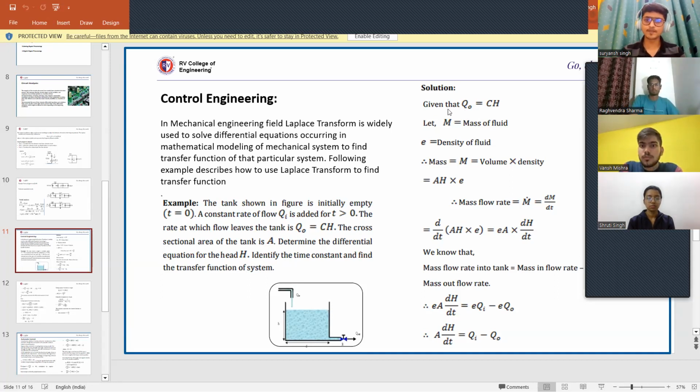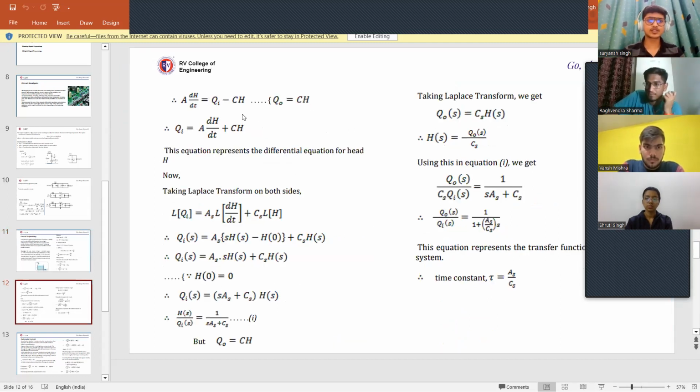So we solve it using the equation given, Q naught is equal to Ch, where m is the mass of the fluid, E is the density of the fluid, and mass is equal to volume into density, that is A into H into E. Now we find the mass flow rate, which is dm by dt. After differentiating mass with time, we get the mass flow rate. So the mass flow rate into the tank is equal to the mass flow in rate minus the mass flow out rate. Now we can solve the above derived differential equation using Laplace transform on both sides, and we can get our desired result.